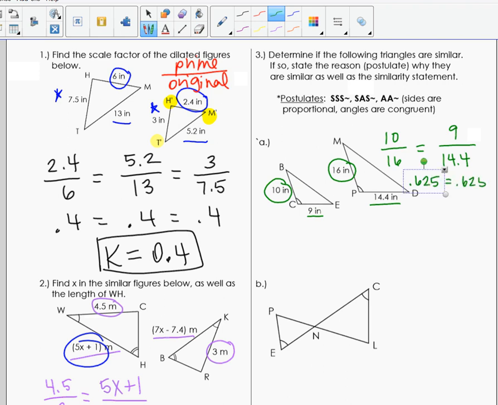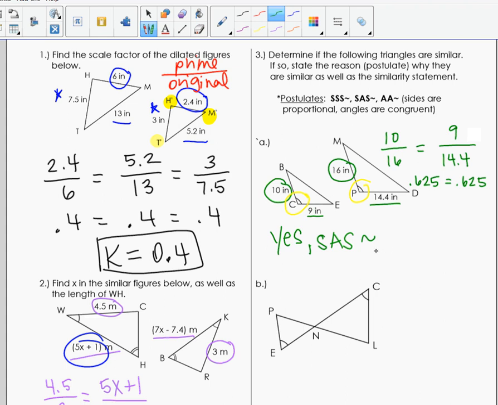Because they are the exact same, remember, not even a decimal point difference, they need to be the exact same, your sides are proportional. So we can say, yes, the triangles are similar. The reason would be side, angle, side similarity. Remember, you guys, that angle needs to be included there. See how it's in the middle of your sides? So just remember that. And then we're going to write the similarity statement.